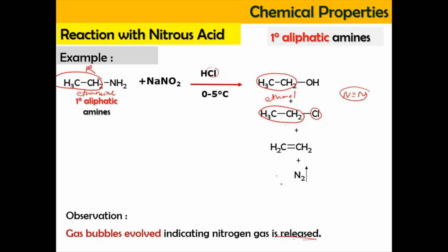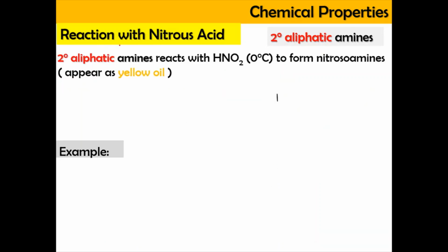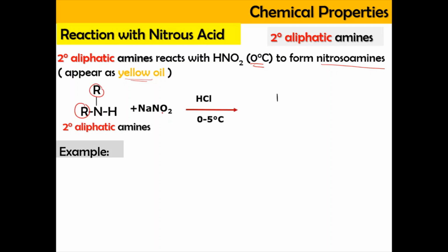Okay, now we're going to do the reaction of nitrous acid, but focus on the secondary aliphatic amine. The secondary aliphatic amine reacts with the nitrous acid at low temperature to form nitrosamines, and it appears as a yellow oil. So for example, if you have a secondary aliphatic amine here, having two alkyl groups, and it's going to react with the nitrous acid, which is prepared in situ at low temperature, what they're going to produce is a nitrosamine here.